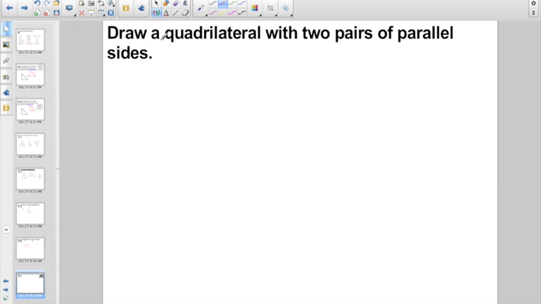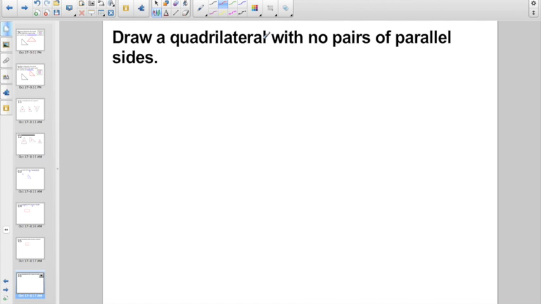Let's try this one. Draw a quadrilateral with 2 pairs of parallel sides. So now when I make my parallel lines, I want to go and make them exactly the same length. So there's one pair of parallel lines, and close it out. There's my other pair of parallel lines, right? It's a quadrilateral with two pairs. Think about two pairs of socks, two pairs of parallel sides.